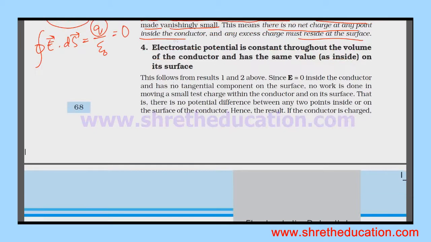Next thing is: electrostatic potential is constant throughout the volume of the conductor and has the same value as inside on its surface.